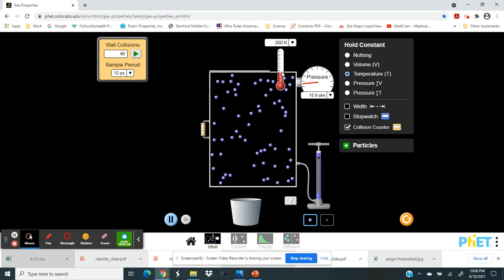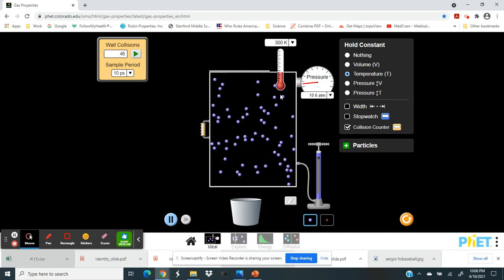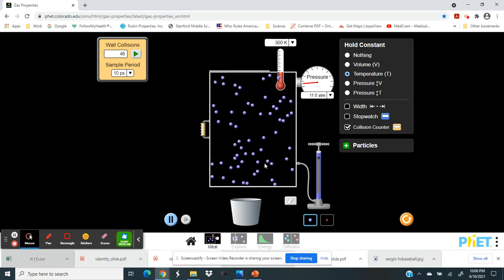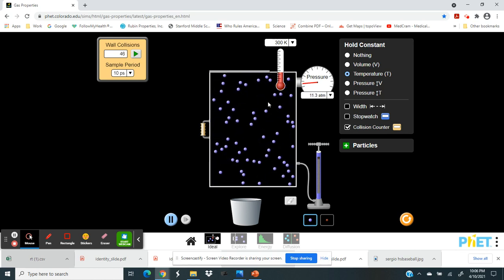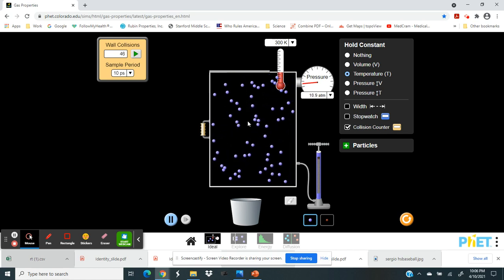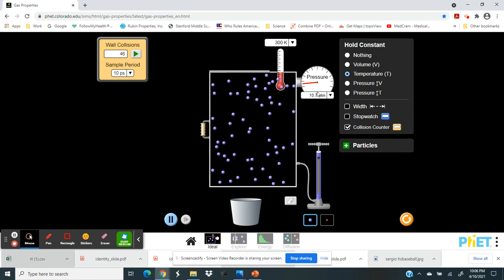The temperature is held constant. Remember that temperature is a measure of the kinetic energy. In other words, the average velocity of the particles moving. The higher the temperature, the faster the particles will be moving. But since our temperature is constant right now, they're all going the same speed. But because you have less space, notice our pressure went up.